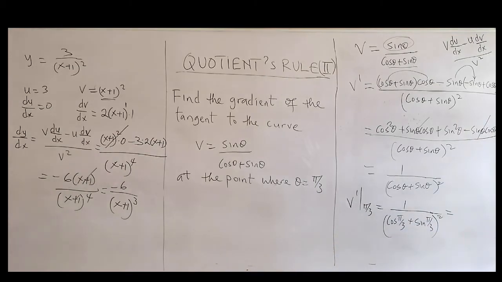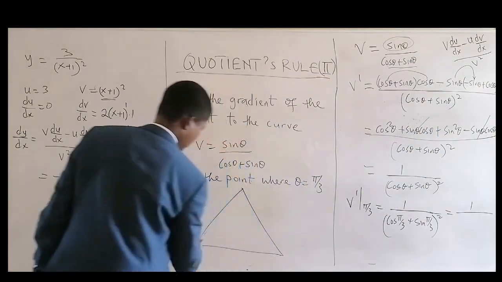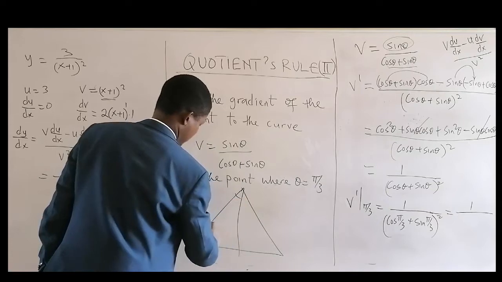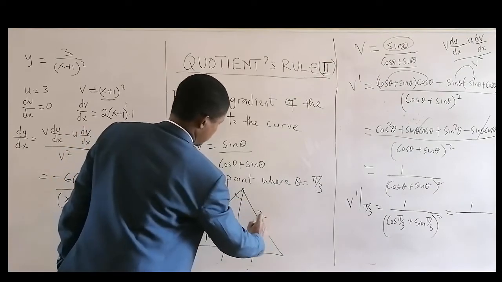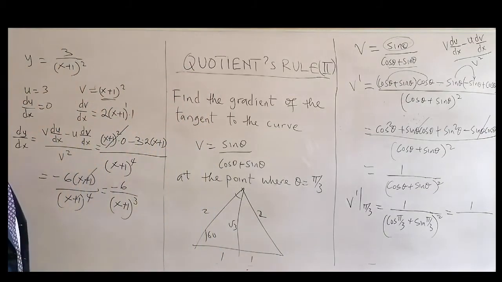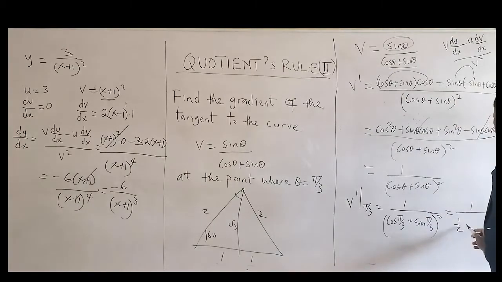If you do that, pi over 3 is 60 degrees. Cos 60, you can use a calculator if you like, is adjacent over hypotenuse, that's half, 1 over 2, plus sine 60 also, sine 60 is root 3 over 2, squared.